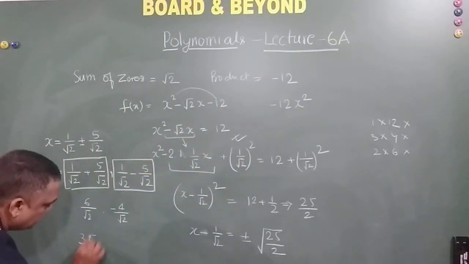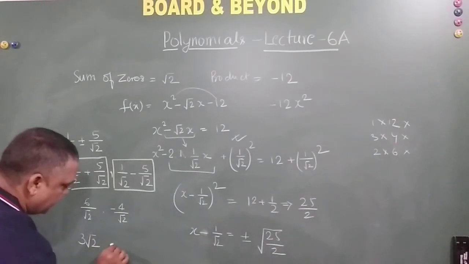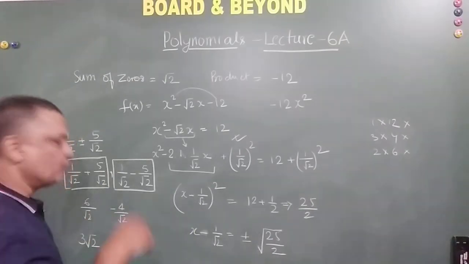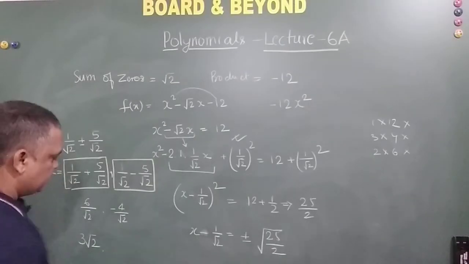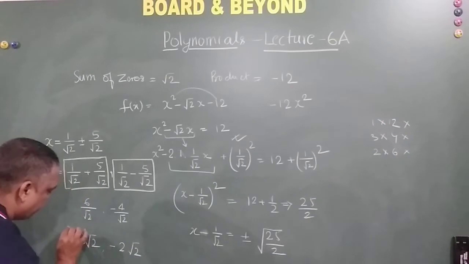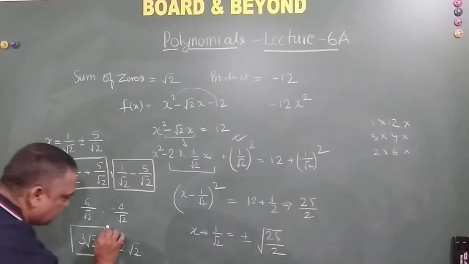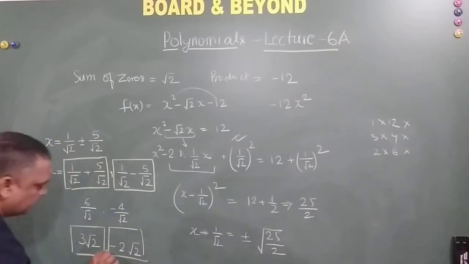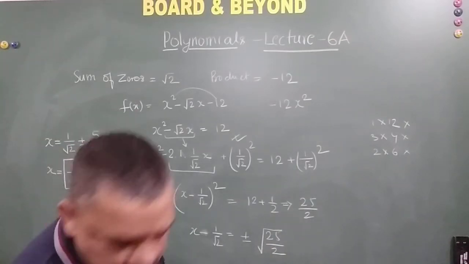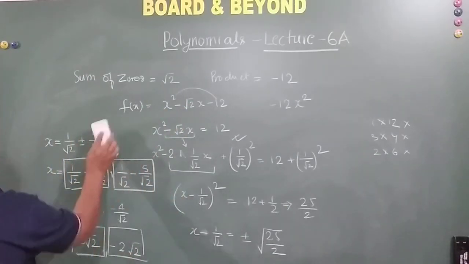So 3 root 2 is one of the zeros of this polynomial, and 4 can be written as 2 into 2, right? So 2 into root 2. So when one root 2 gets cancelled, minus 2 root 2. You are getting it? So these are the 2 solutions or 2 zeros for this polynomial. Now considering these zeros, we will try to establish the relationship between the roots and the coefficients for this quadratic polynomial. So I will rub off everything.